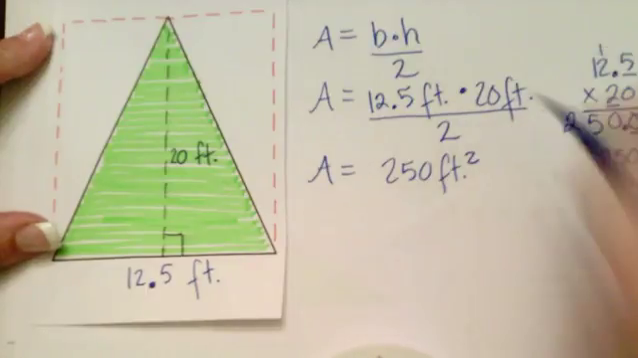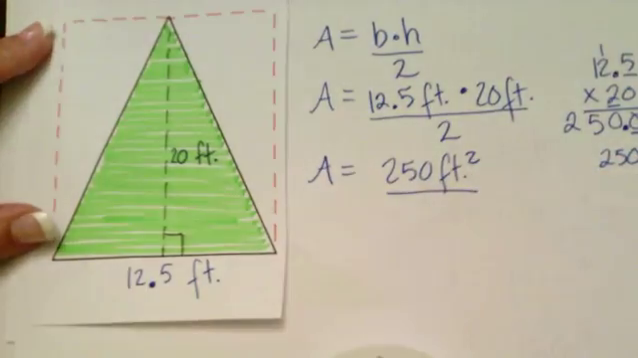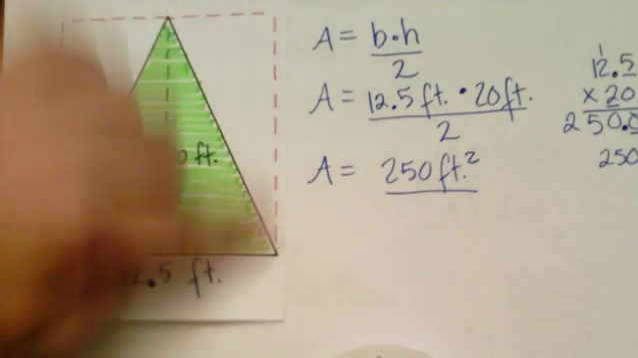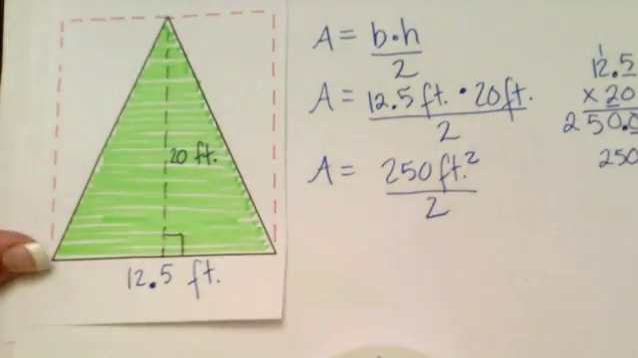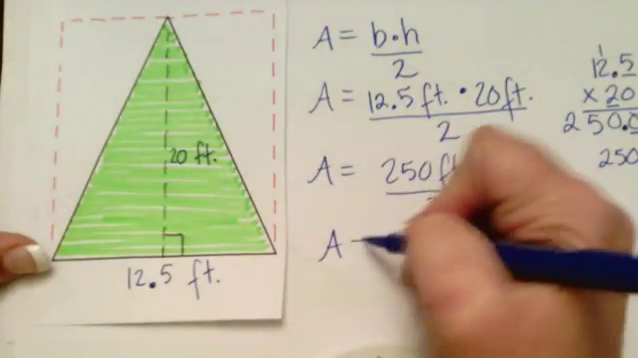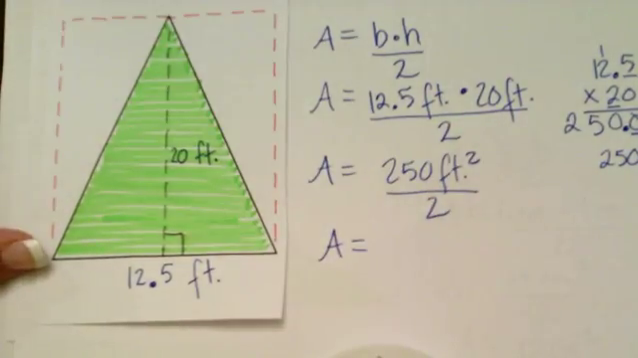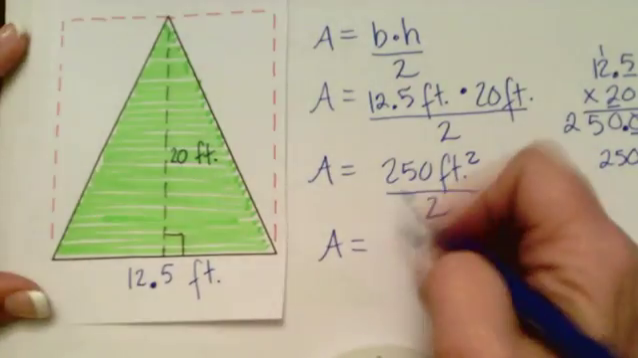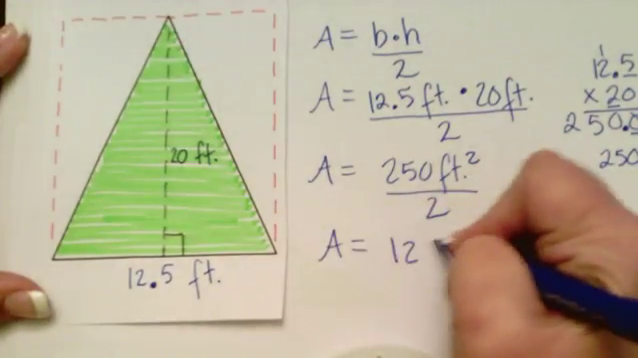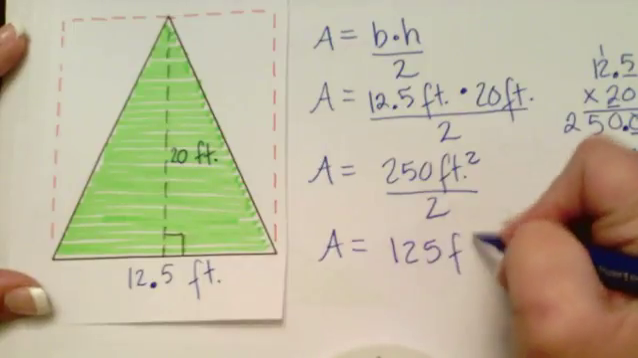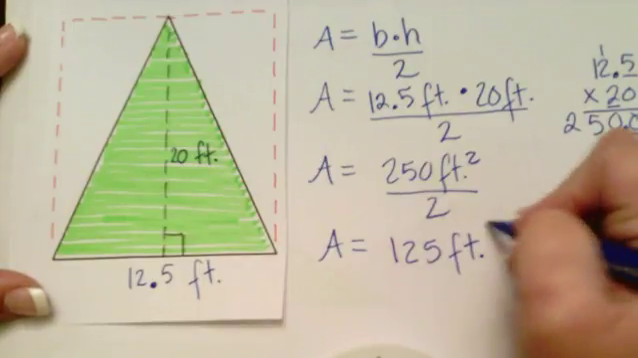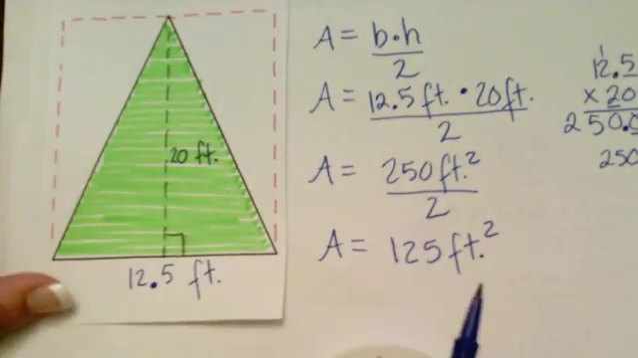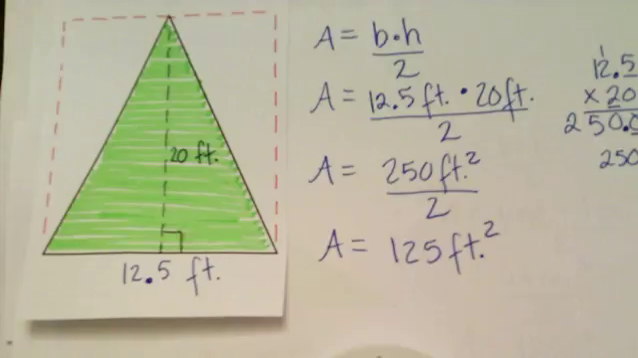square feet would fit inside the rectangular area that you can see with the dotted lines going all around here. But we have to divide that in half because the triangle shape is only taking up half of that space. So 250 divided by 2 is 125 feet squared. So that is the formula for the area of a triangle.